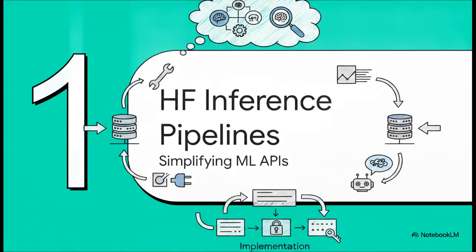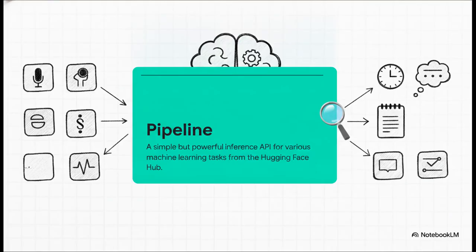Okay, Section 1. Hugging Face Inference Pipelines. Let's start with the big picture and look at how developers actually access and implement these powerful models in the real world today. Think of the Hugging Face pipeline as the ultimate gateway. It's just a brilliant tool that essentially abstracts away all of the intense, headache-inducing complexity of machine learning into a single, highly adaptable API call.